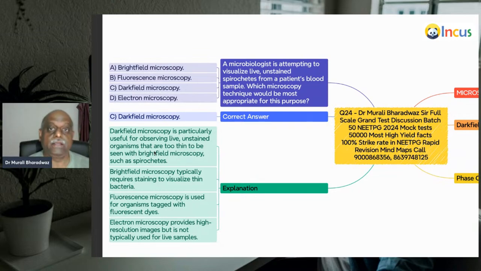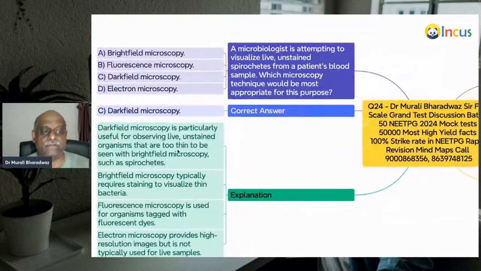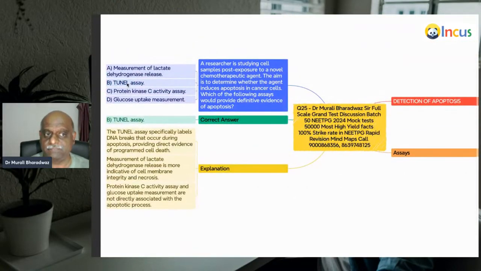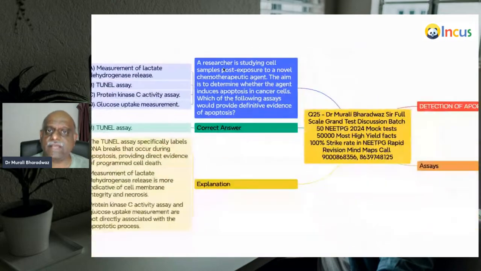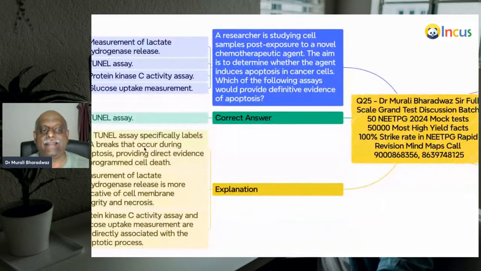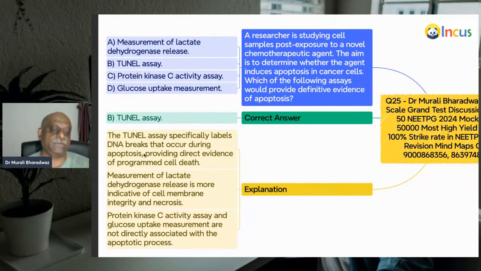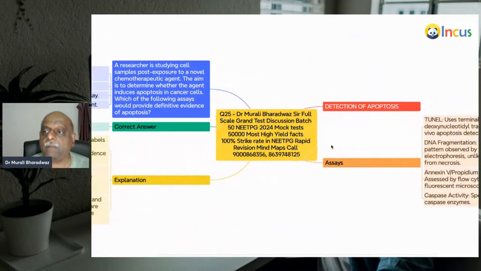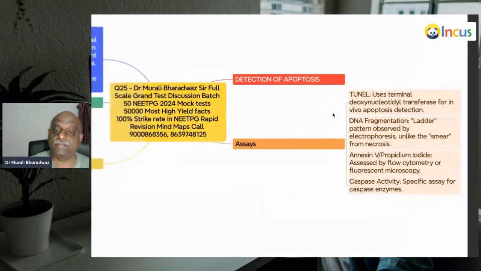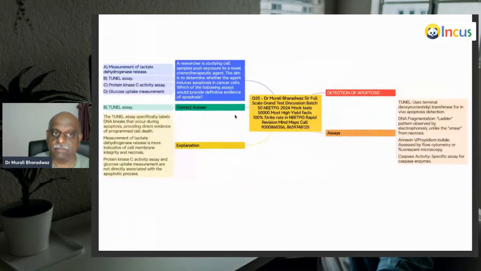So, doctor, you want to see spirochetes. Dark field microscopy is the best way to see the spirochetes. A researcher is studying the cell samples. It is the TUNEL assay that specifically labels the DNA breaks that occur during apoptosis, is what you need to remember. So all the DNA fragmentation typically leads to a ladder pattern, which is observed by electrophoresis, is what you need to remember.